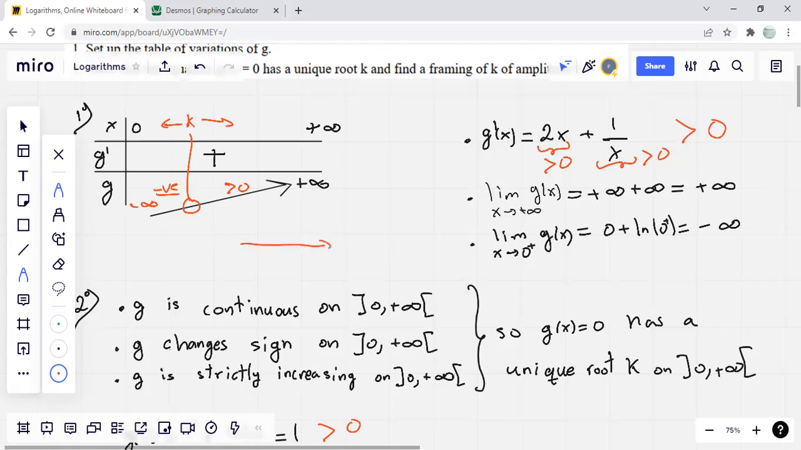For example, in a drawing, we will have k here. The curve is increasing, passes through k, and keeps on increasing. It is positive after k and negative before k.